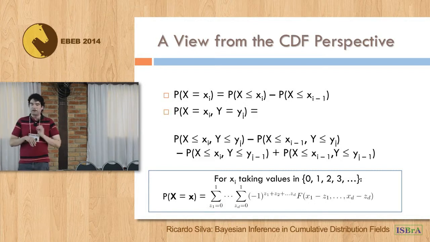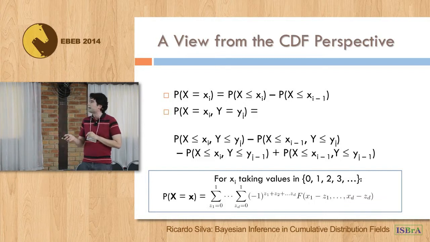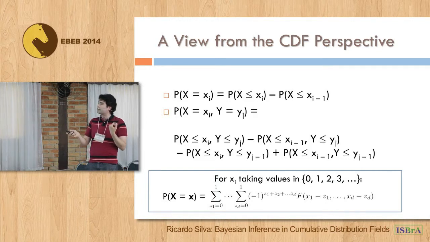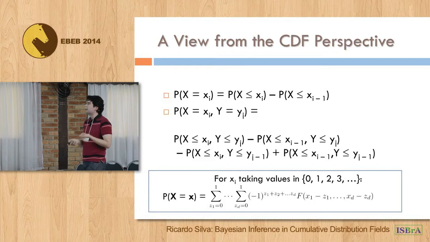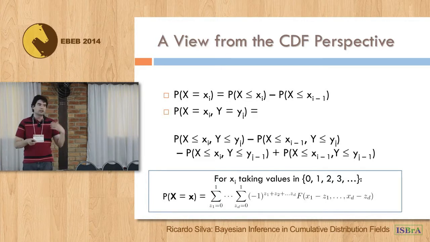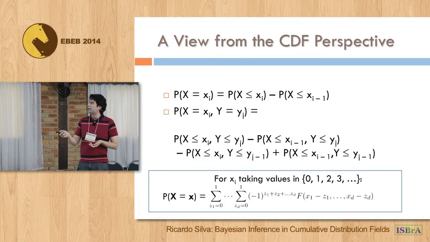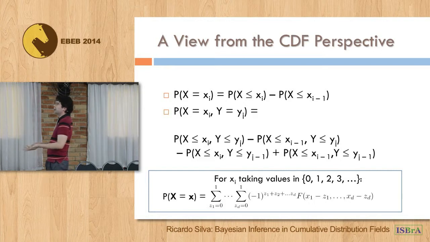But the problem there is calculating the mass function out of the CDF. Okay? So if you have a CDF of a univariate distribution, for example, the mass function is the difference between two levels of the CDF. With two variables, what you have is an inclusion-exclusion formula. So to get this bivariate mass function from the bivariate CDF, you have to do these calculations, which I assume all of you are familiar with.